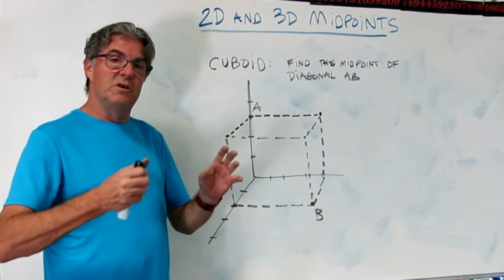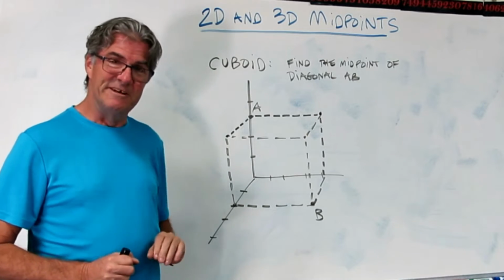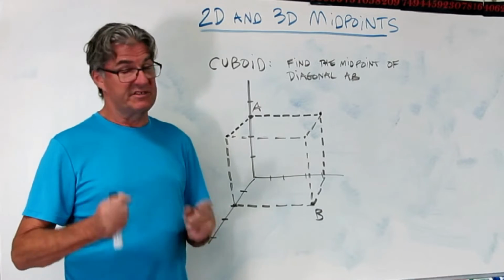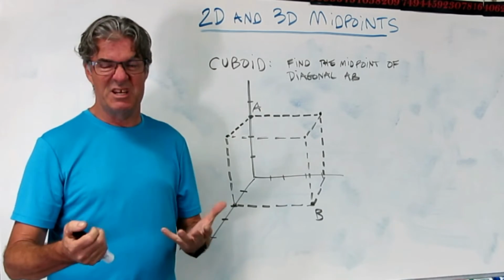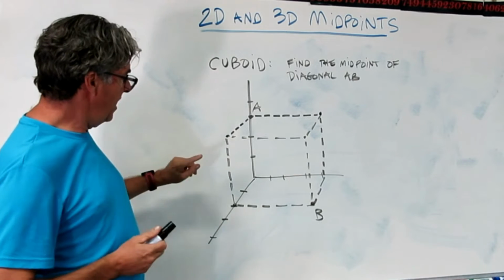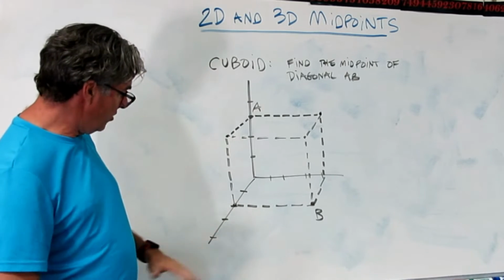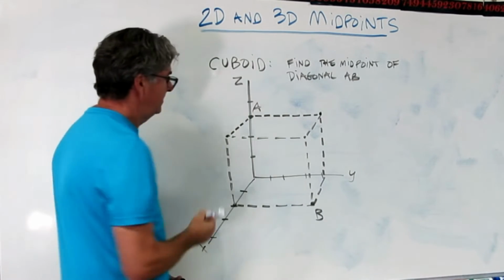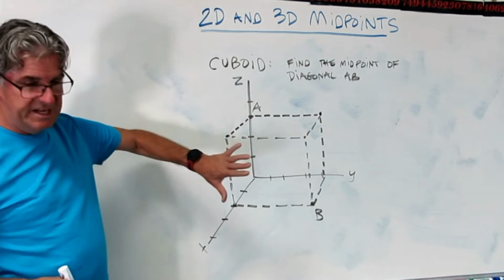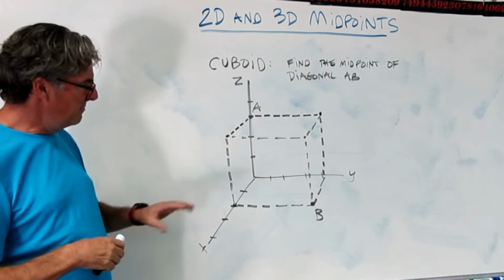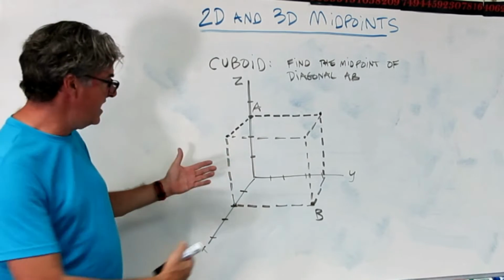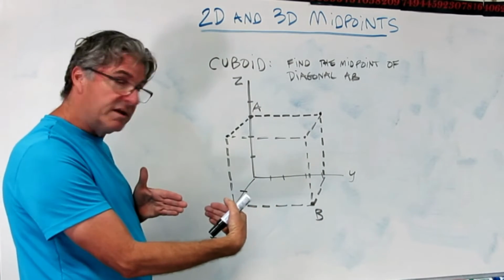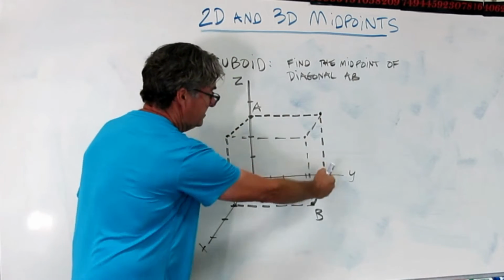Okay, let's do a cuboid problem and find a midpoint. A cuboid is just a rectangular box. It's not a cube, because it could be a rectangle, so it's not all squares. And I've sketched in a cuboid on our coordinate plane with our x, our y, and our z axis. And this is a 3D representation on a 2D plane, so you might need to look at that a little bit to make sure you understand that this front here is out from the board. And then the back is there.